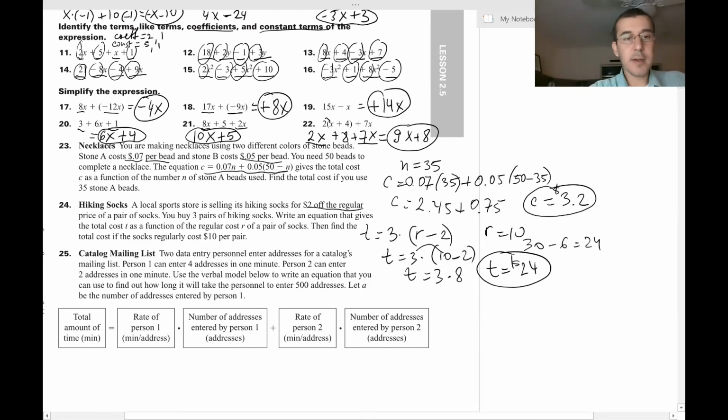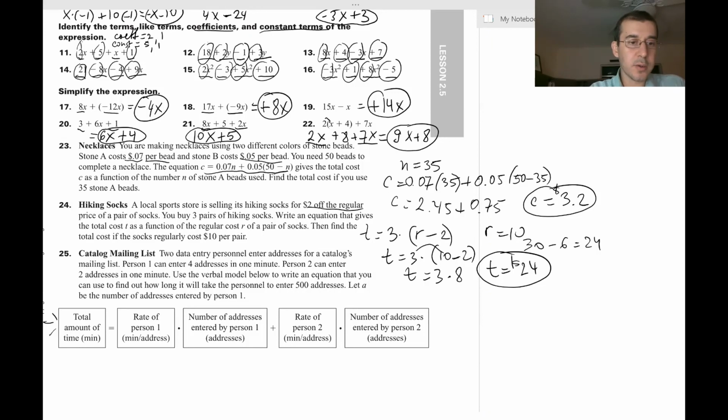25, catalog mailing list. 2 data entry personnel enter addresses for a catalog's mailing list. Person 1 can enter 4 addresses in 1 minute. Person 2 can enter 2 addresses in 1 minute. Use the verbal model below to write an equation that you can use to find out how long it will take the personnel to enter 500 addresses. Let A be the number of addresses entered by person 1.